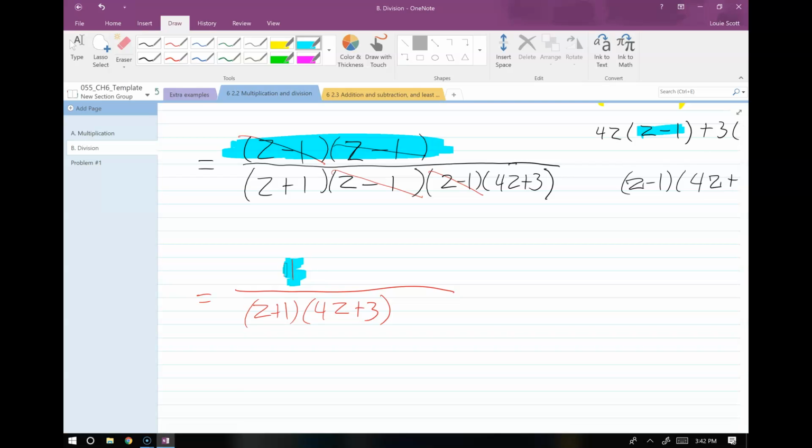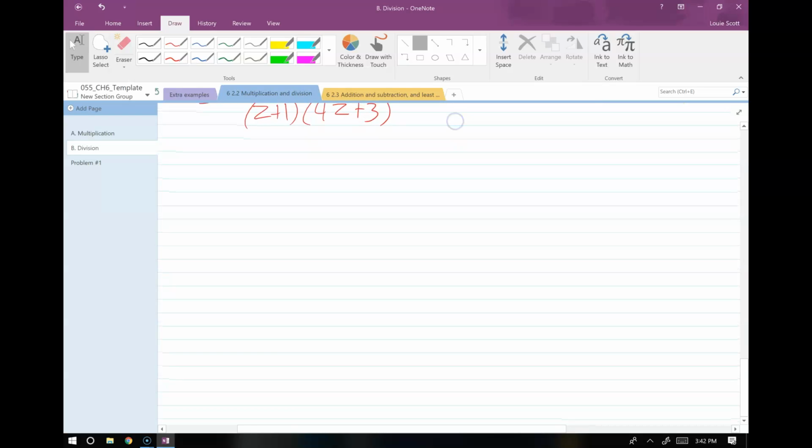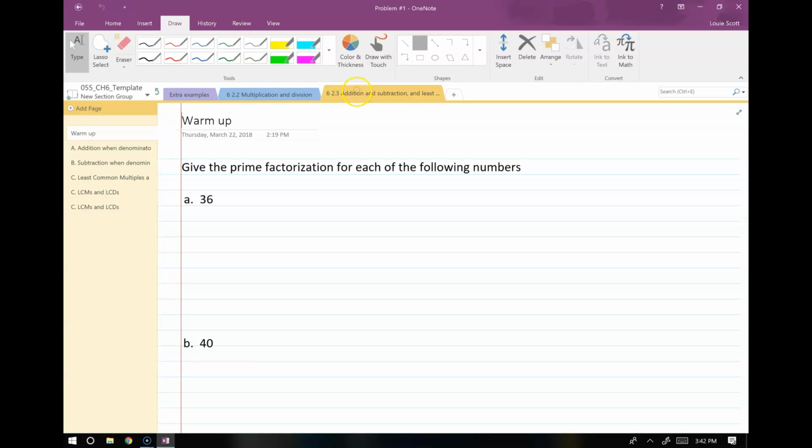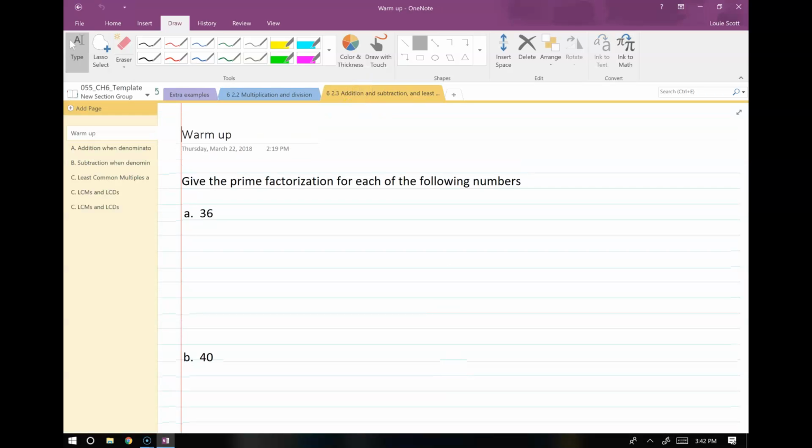Okay, so now we are going to move on to 6.3, I think. Let me make sure there's nothing left here. Yeah, there's nothing left here. So 6.3, we start learning about addition and subtraction of these big rational things that we're working on. This is definitely a little more complicated than multiplication and division.